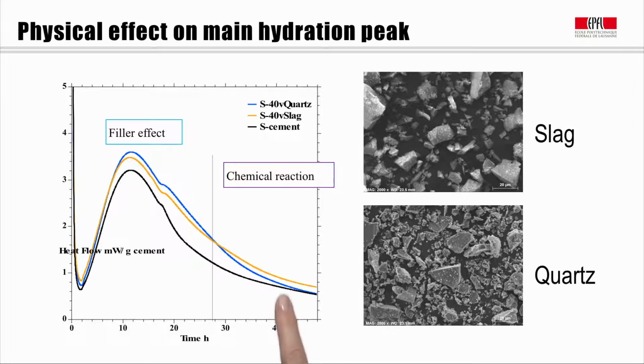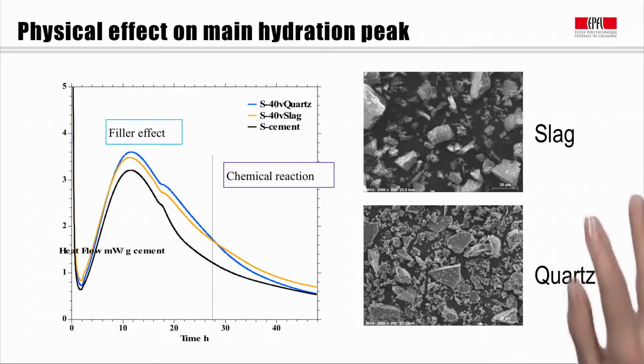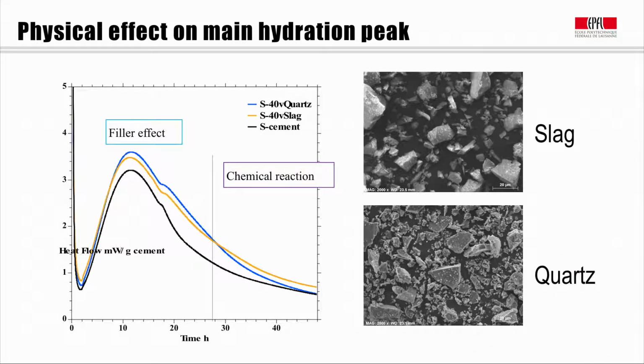The first one in black is the reference cement, and then we took this reference cement and mixed it either with 40% quartz, as shown in blue here, or with 40% slag, as shown in orange here. The slag and the quartz were chosen so that they had about the same particle size distribution, as you can see by these images here.